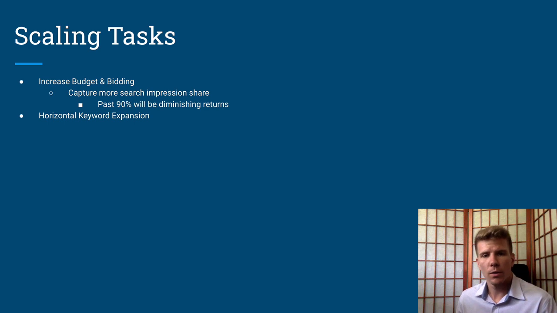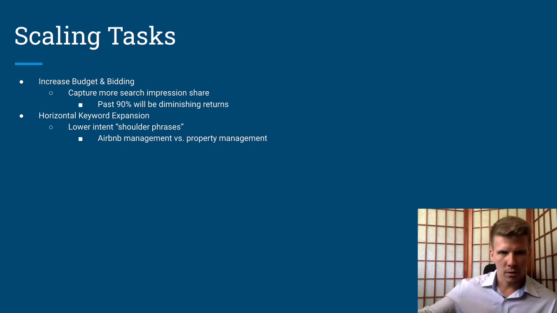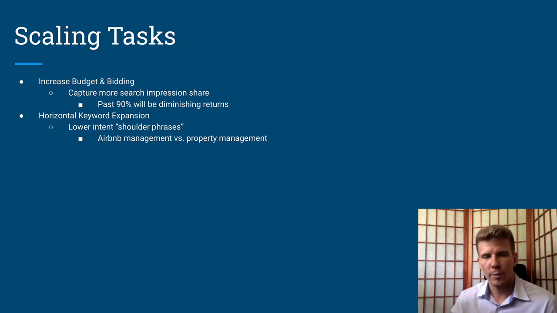Then horizontal keyword expansion. This is basically like shoulder phrases. In the example that we used before with property management versus Airbnb management, Airbnb management or short-term management keywords were more specific to what our niche business, hypothetical business, was targeting. So you could open it up a bit more by also targeting property management. This can be done, let's say dentistry, you're only targeting general dentistry. You can expand by also targeting or promoting some of your specialties like implants or Invisalign.